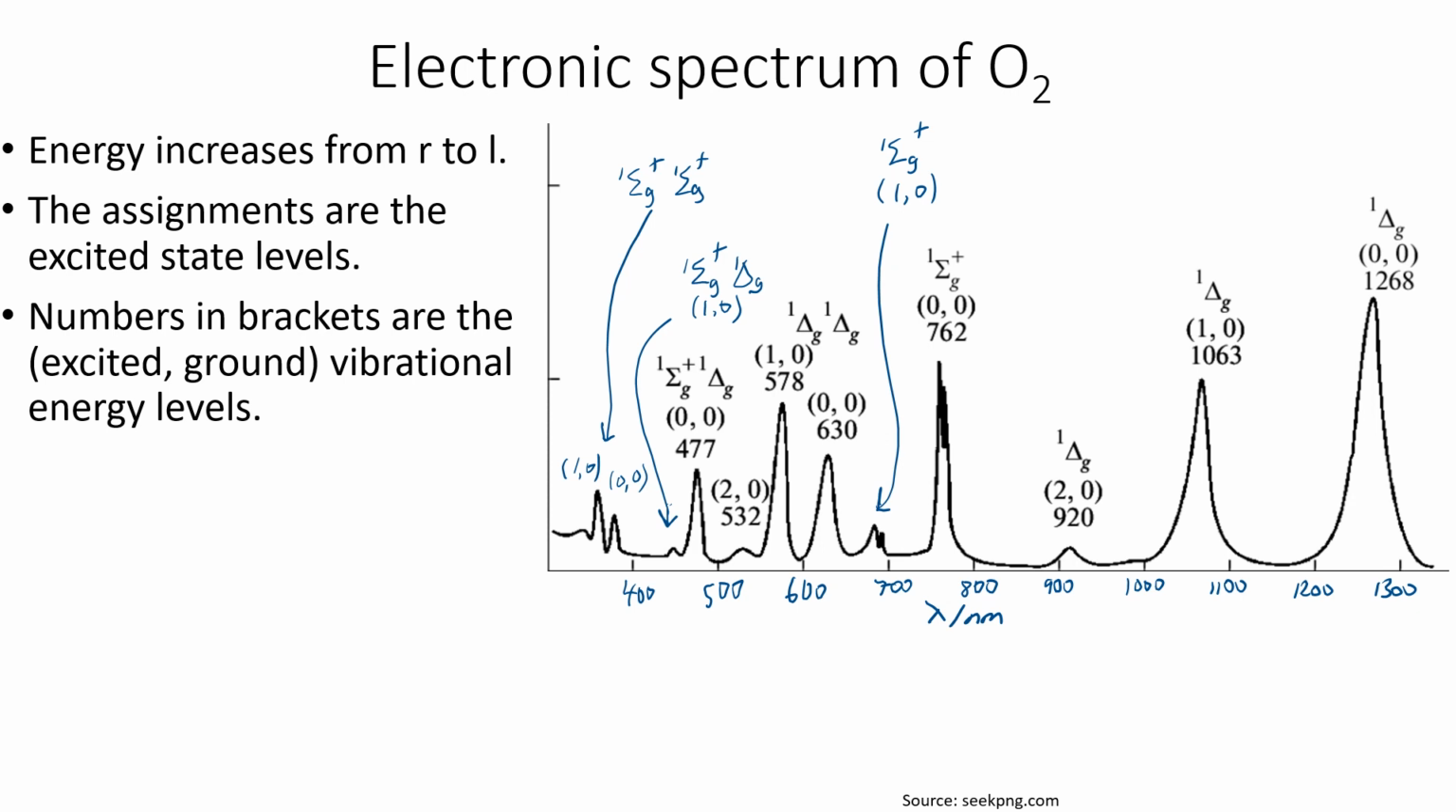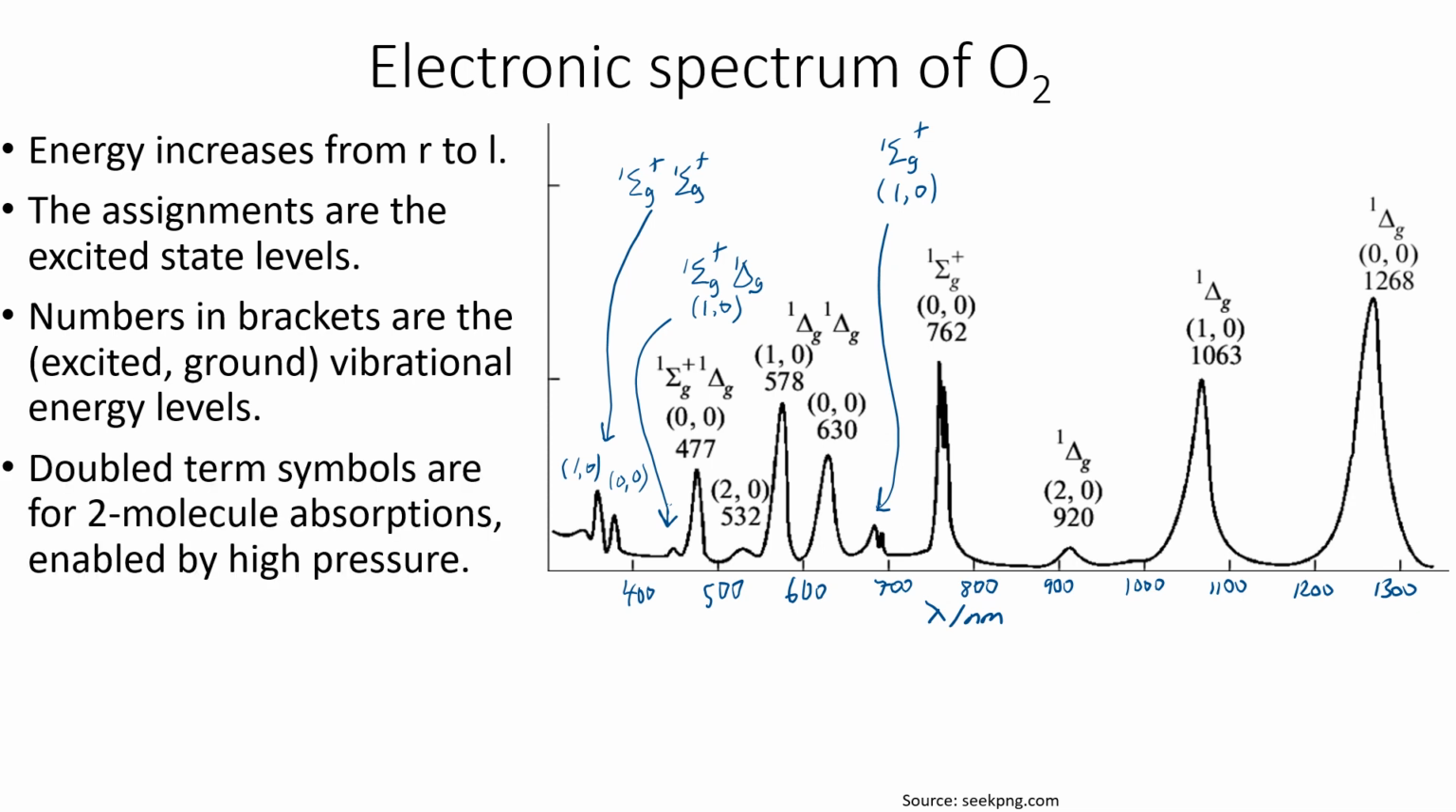And then next one along, we get another different type of peak. So the peak at 630 there, 0, 0, this peak is labelled as singlet delta G, singlet delta G. And the reason it's got two of these terms attached to it is because this actually relates to a 2-molecule process, a 2-body process. So what's happening is we've got 2 oxygen molecules both being simultaneously excited to the singlet delta G state, and it happens with a single photon, so it's a 2-body process.